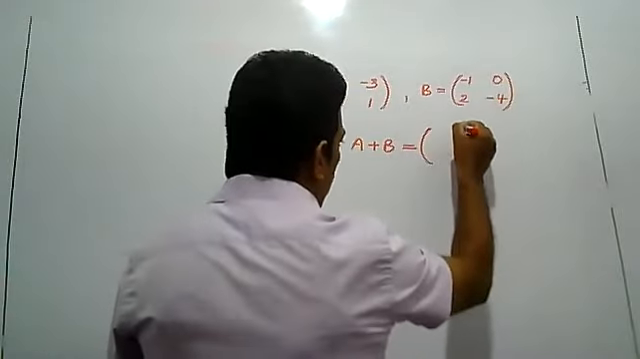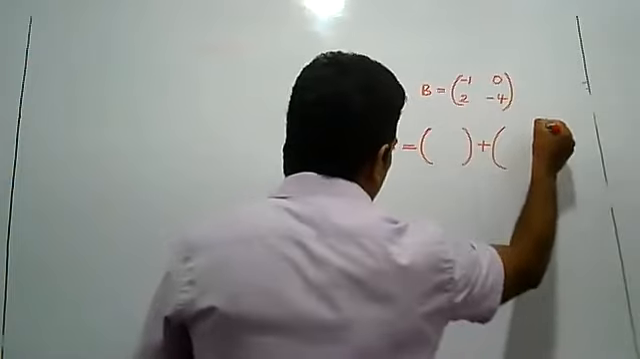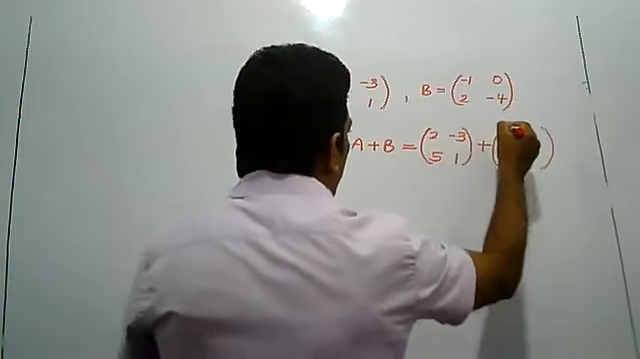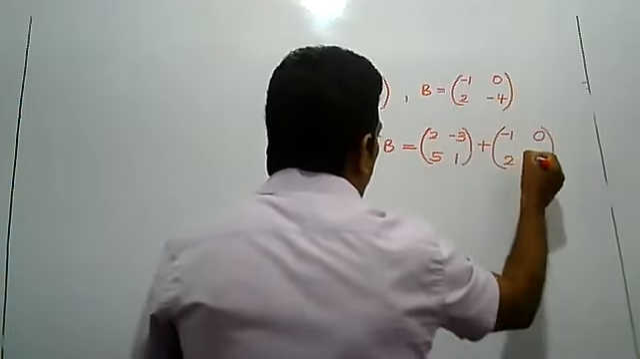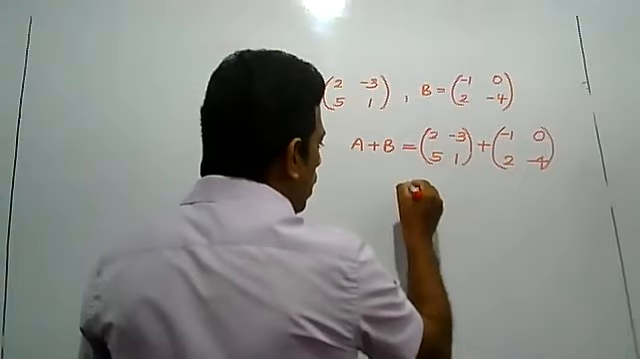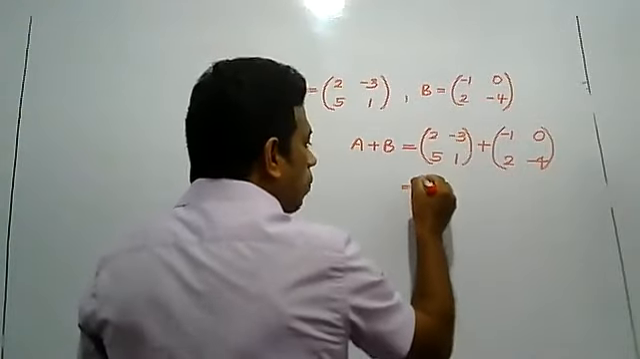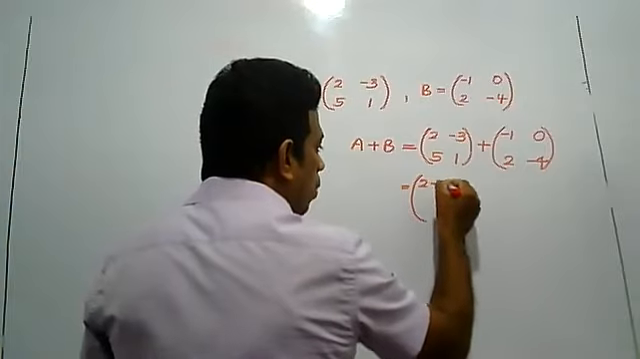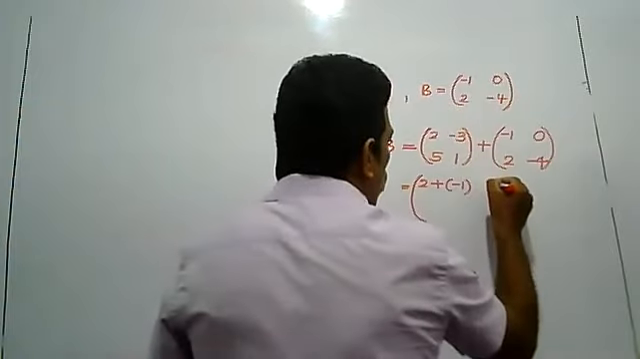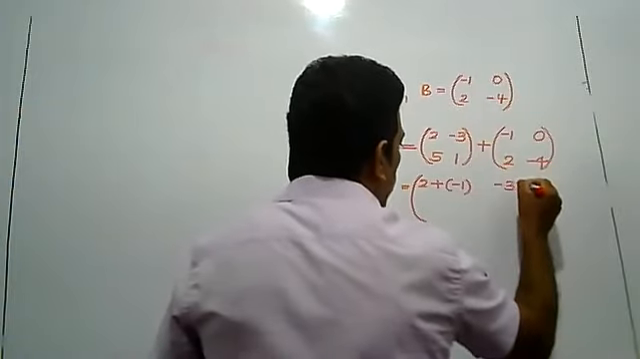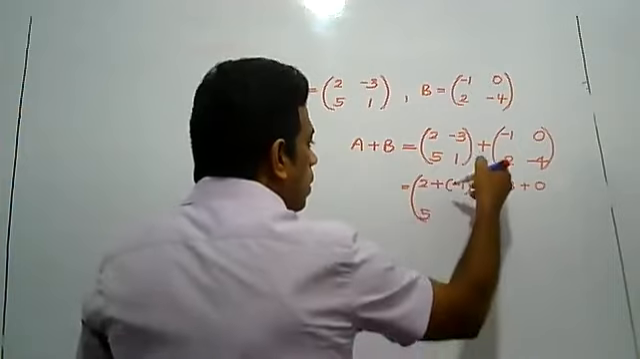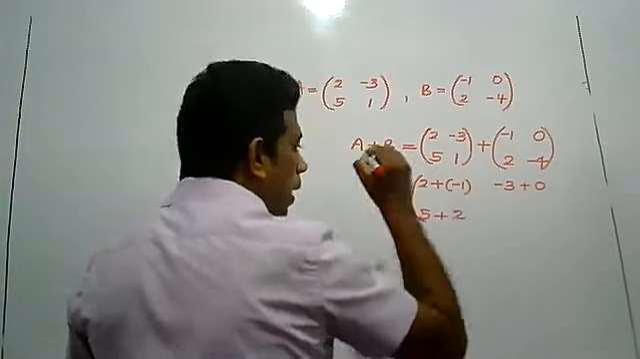When I write the first example, I will write all the steps of the calculation, but after that, no need to write in this way. Matrix A, matrix B. Now, corresponding elements of the two matrices should be added. So, A plus B equals: first element of the first matrix and first element of the second matrix should be added. Then first row, second column element should be added. Then second row, first column element should be added.